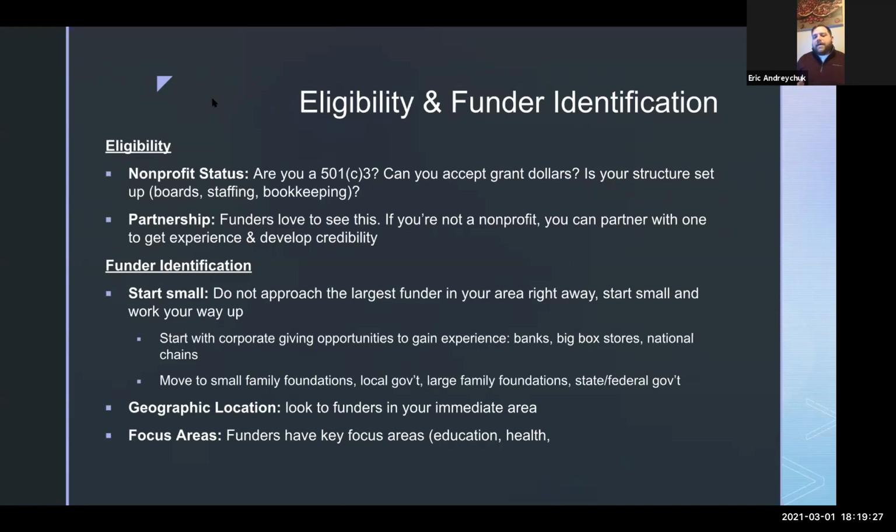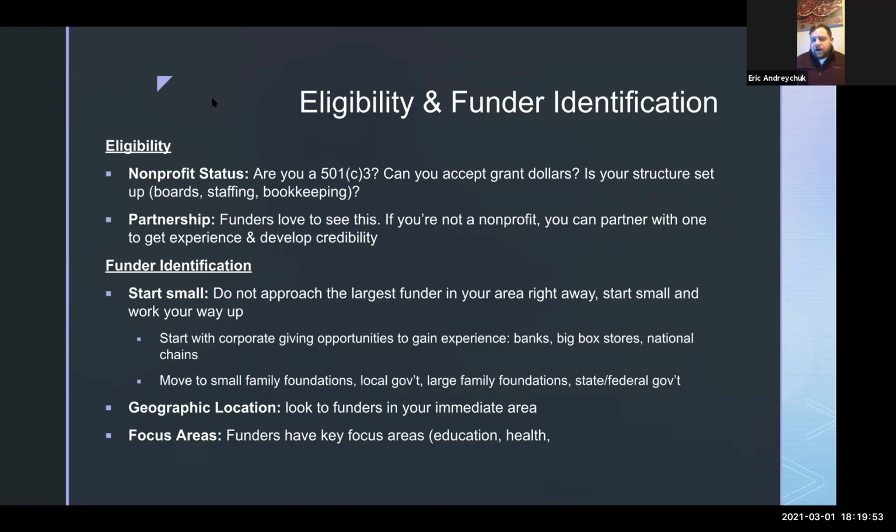They can also help mentor you in how to set up your board and how to establish bookkeeping and all that great stuff. So if it's not something you're ready to do yet, and you don't have that 501c3 status, look for an organization with the same mission and values as you do, looking in the community, and try to find that person or organization to partner with to help out.